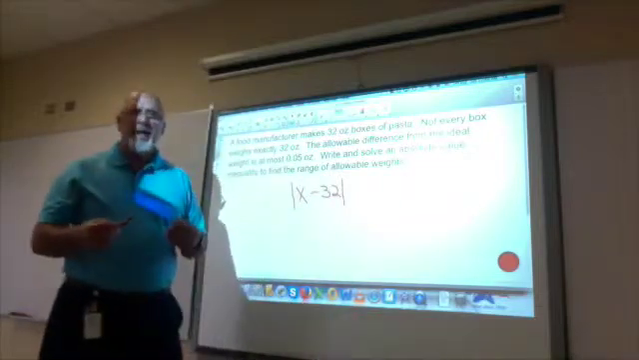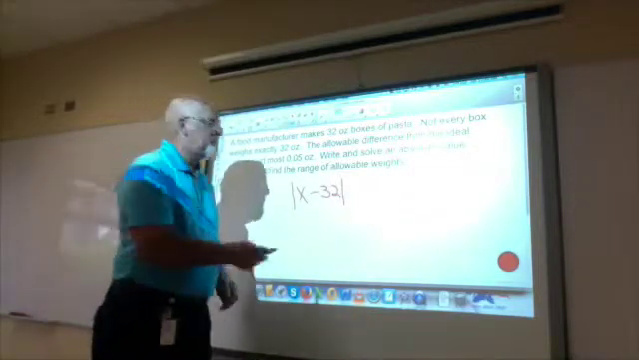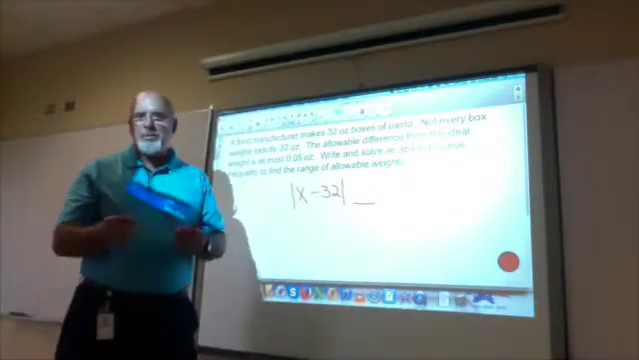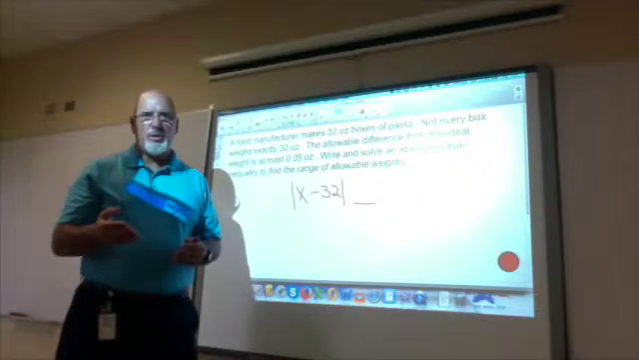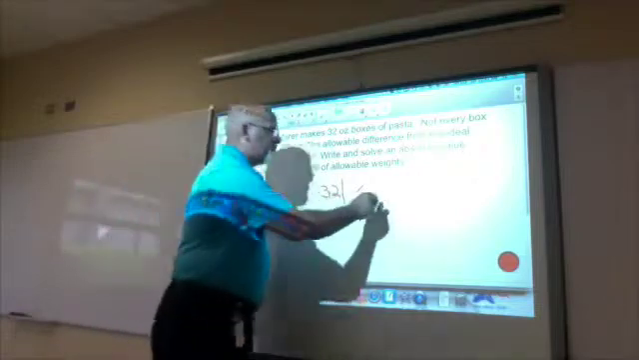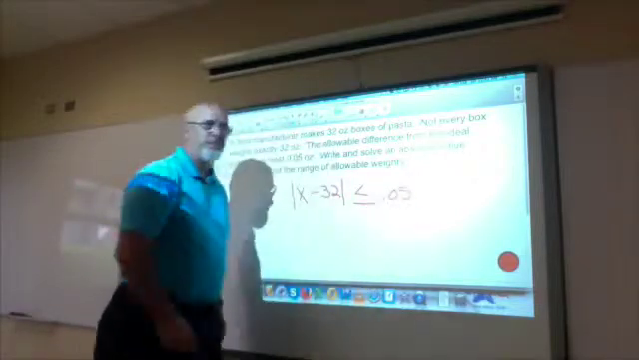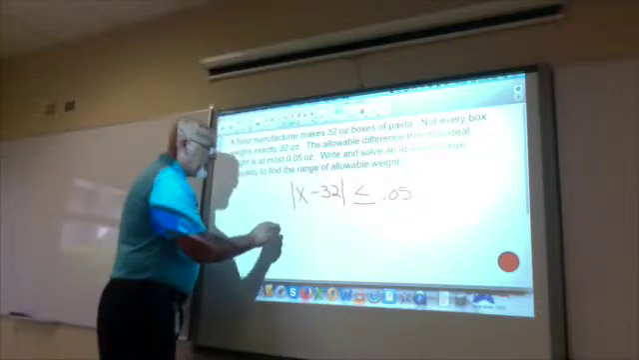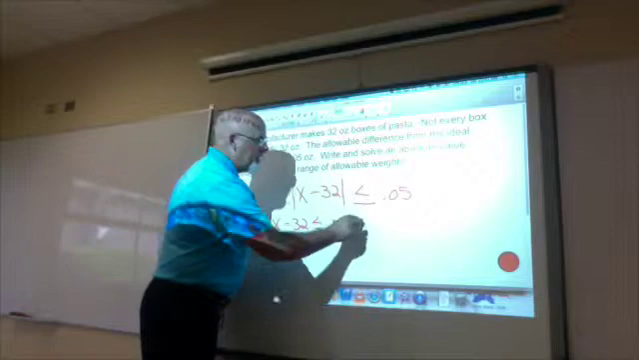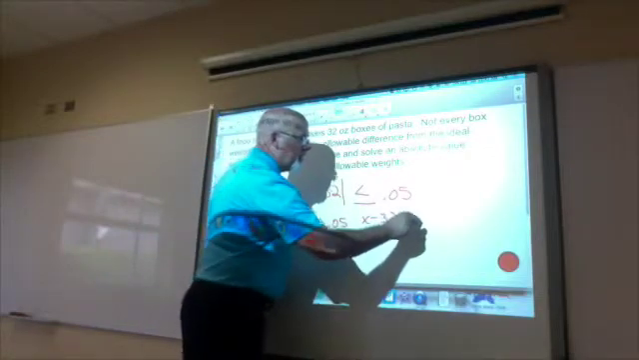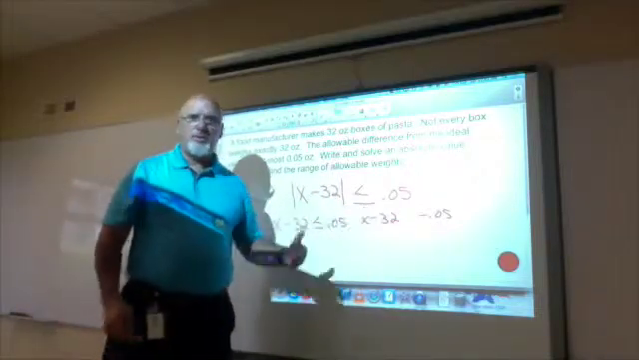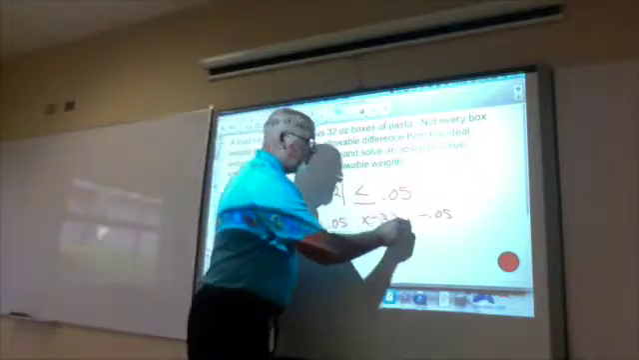It says it has to be at most 0.05. So that means it can be 0.05, but it has to be at most. That means it cannot be more than 0.05. It has to be less than. So we put our less than symbol here, and our answer is 0.05. So now we come back over here and we rewrite it. x minus 32 is less than or equal to 0.05, and x minus 32 and negative 0.05. And remember, when we're dealing with a negative, we flip the direction of our inequality symbol.